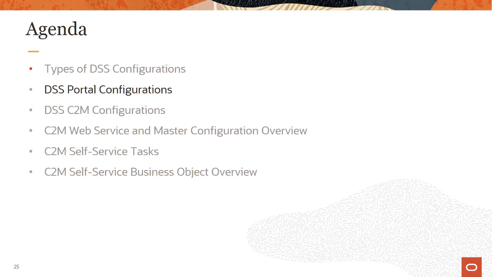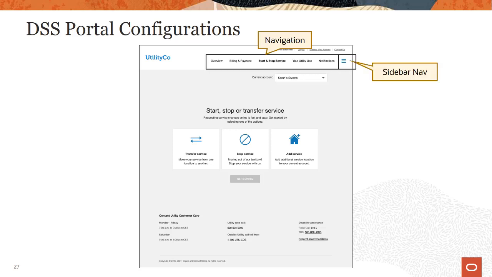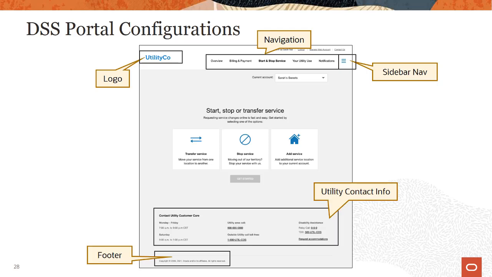Looking at the portal now can help provide you with some context about why those configurations are necessary. The Digital Self-Service Portal is where your utility customers go to access information about their accounts. The structure of your DSS portal is configurable to suit the needs of your business and your customers. You can configure different components on the portal, such as style variables, navigations, and sidebar navigations. You can also configure utility logos, contact information, and footer text.